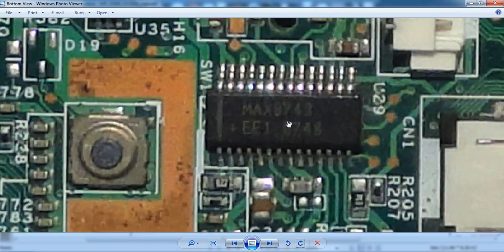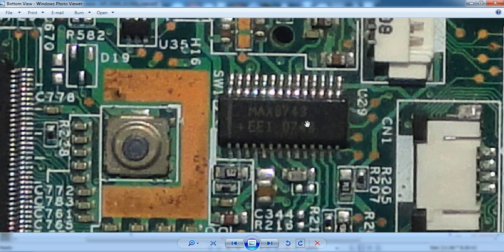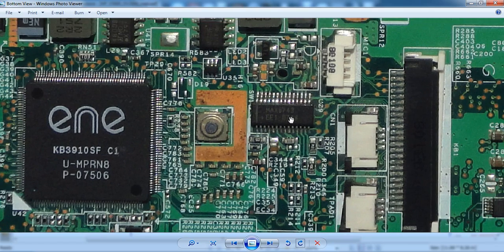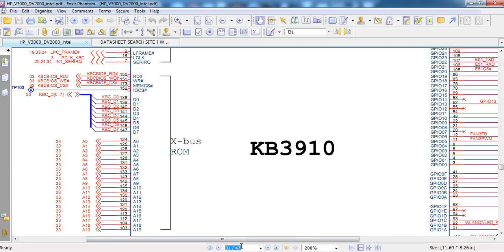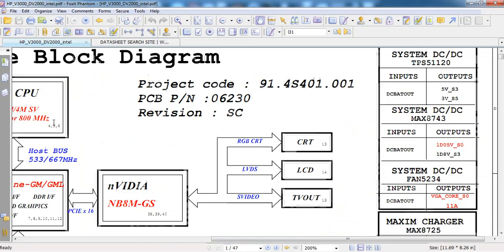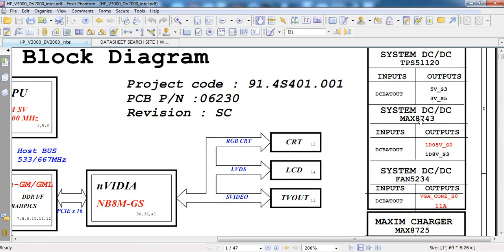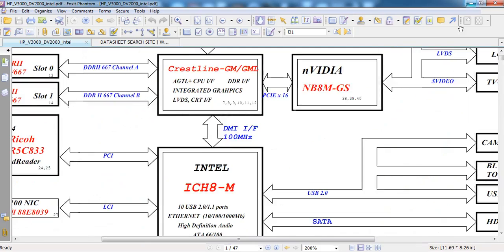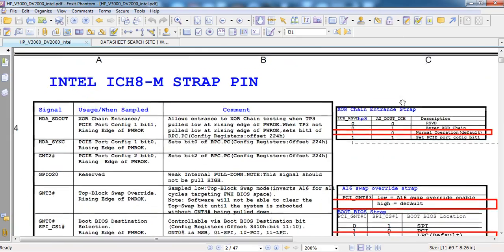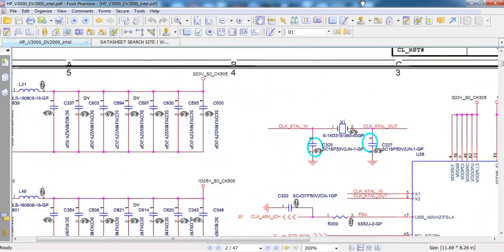This is your MAX8743. Yes, MAX8743 is your 1.5 volt, 1.05 volt and 1.8 volt regulator IC. So these are all the details about the schematic diagram.